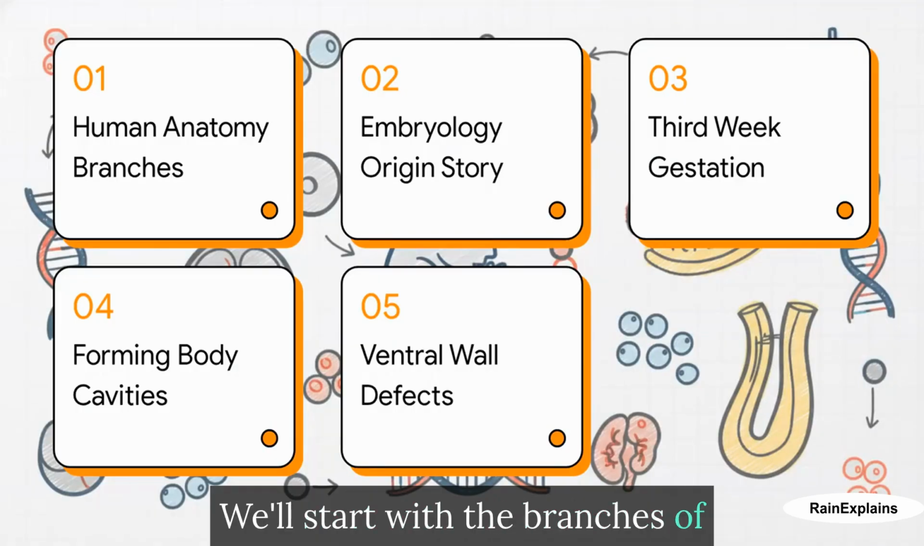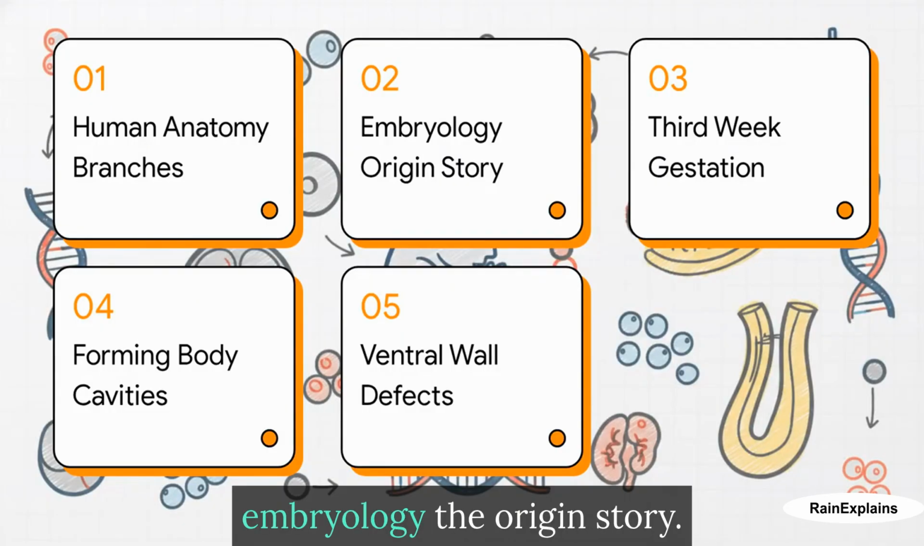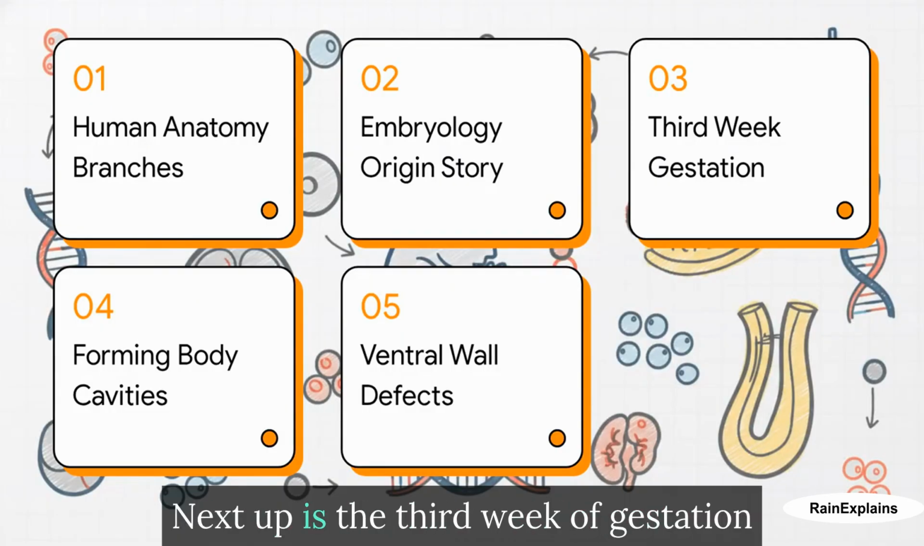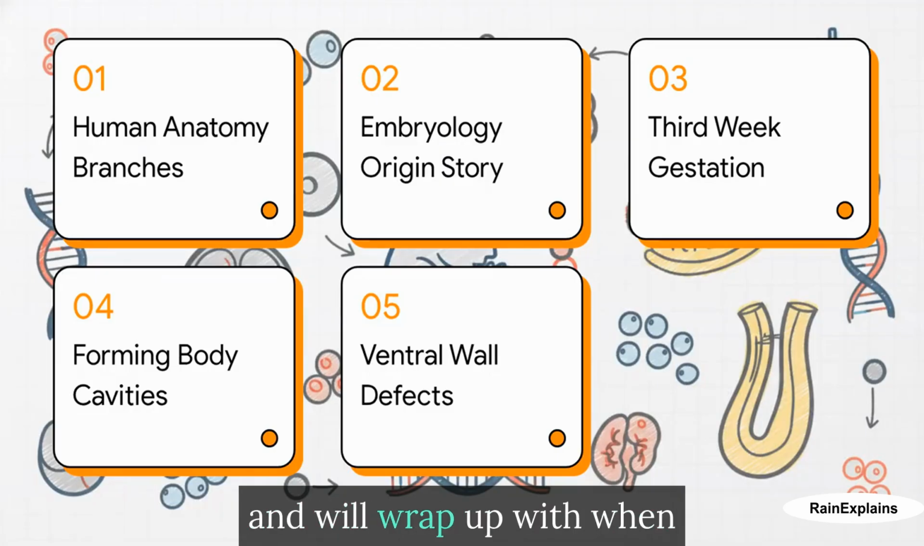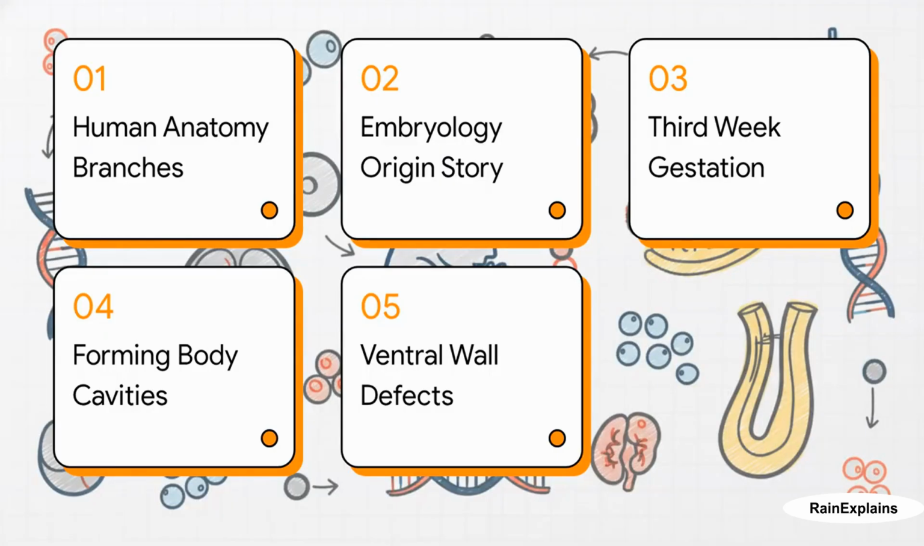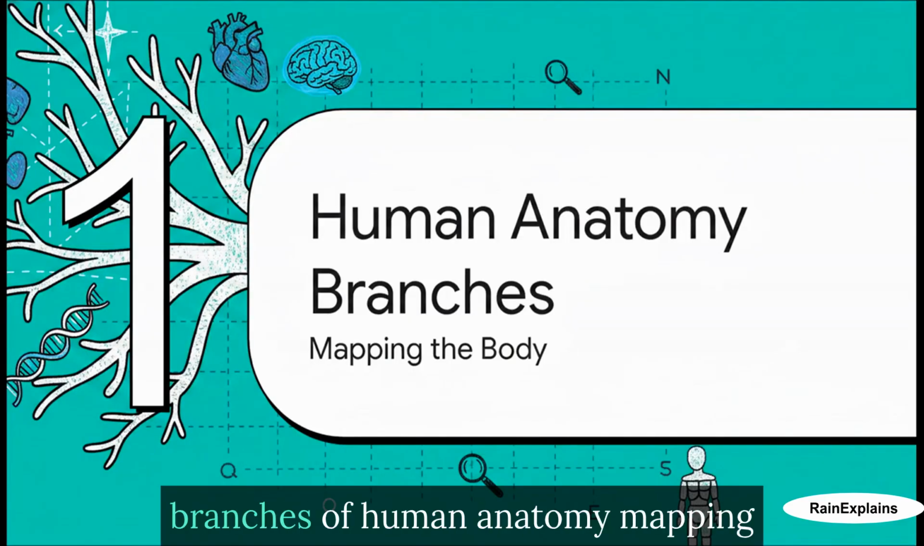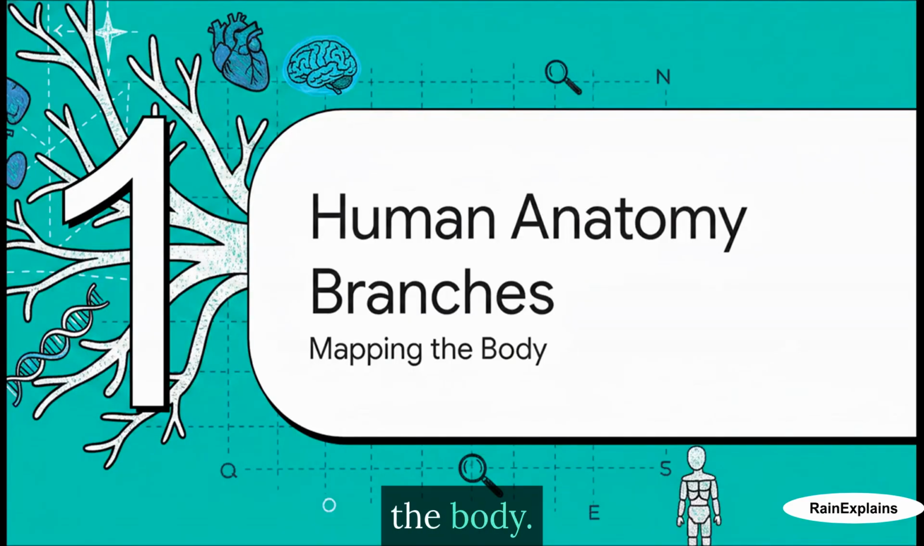We'll start with the branches of human anatomy, then dive into embryology, the origin story. Next up is the third week of gestation, followed by forming the body cavities, and we'll wrap up with when development goes wrong. Let's kick things off with Section 1, Branches of Human Anatomy, Mapping the Body.